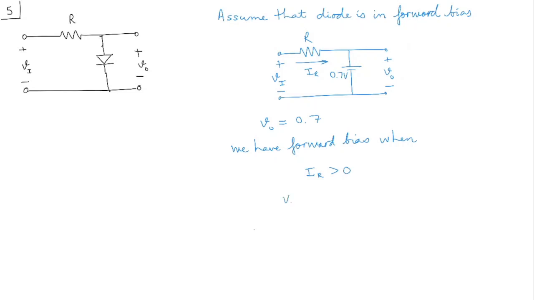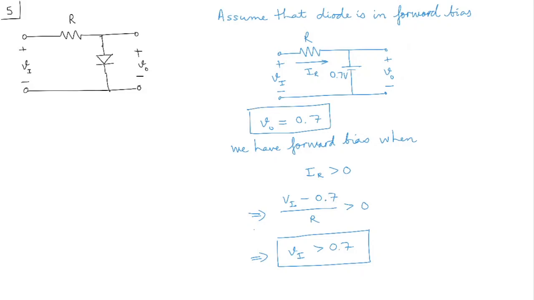And so from this condition, now what is IR? IR is going to be Vi minus 0.7 divided by R, and this has to be greater than 0, right? And this means that Vi should be greater than 0.7. So we discover that the condition for forward bias is Vi greater than 0.7, and when you have forward bias you have Vo equal to 0.7.